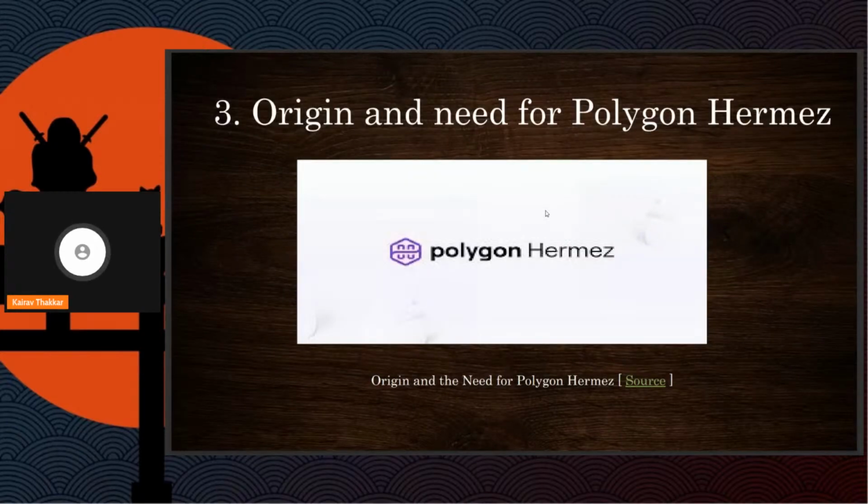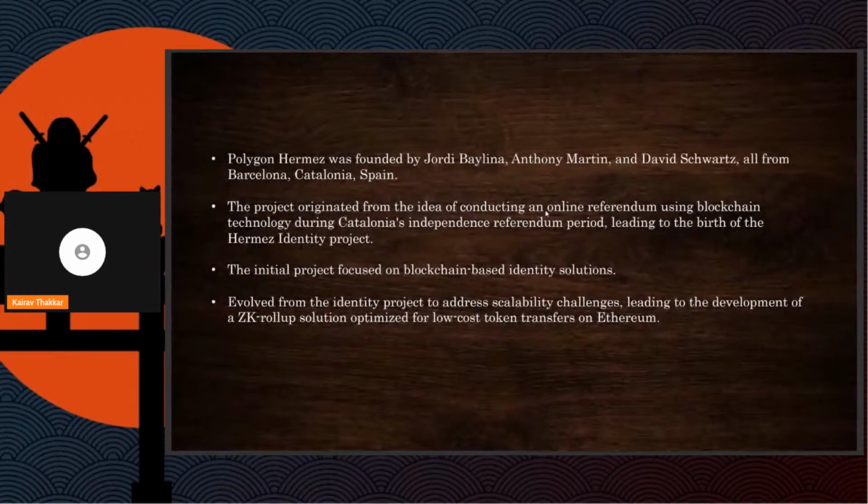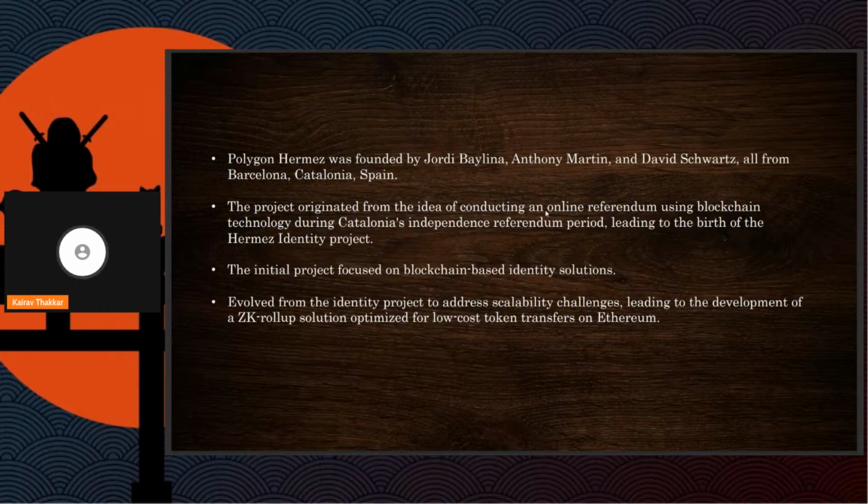So now you have the origin and need for Polygon Hermez. It was founded by Jordi Baylina, Antonio Martin, and David Schwartz, all from Barcelona, Catalonia, basically in Spain. The initial vision that this team directed towards was a decentralized identity solution during the independence referendum period that they were going through. And this led to the birth of the Hermez Identity Project. It then evolved from the identity project to addressing scalability challenges.